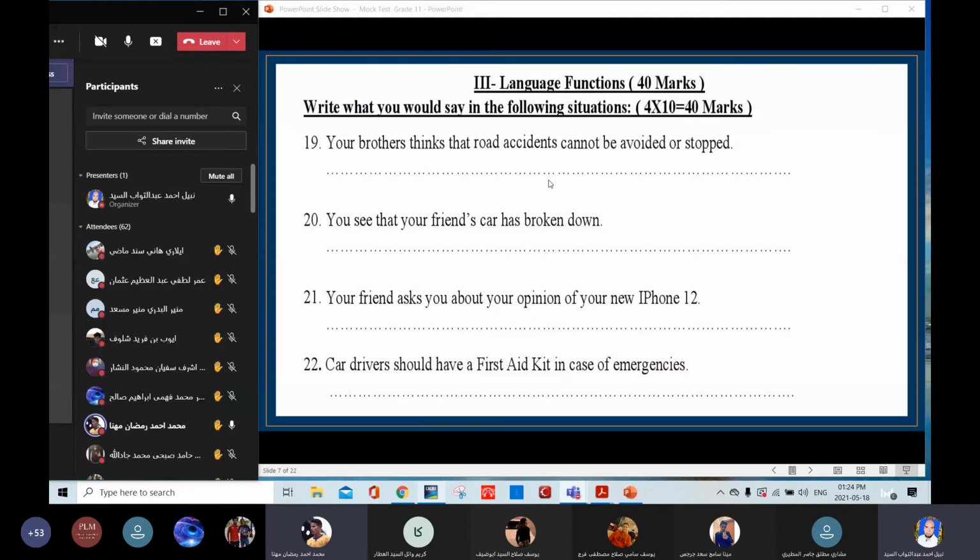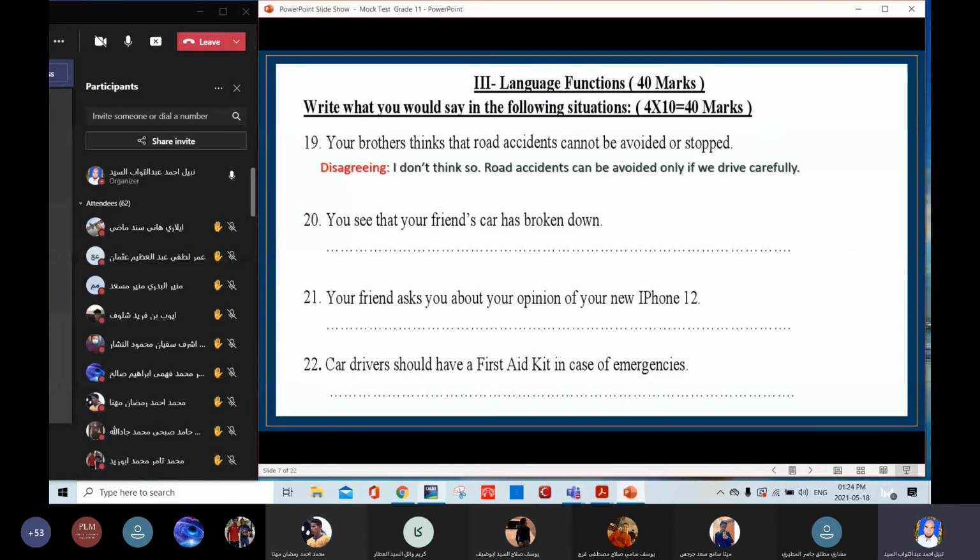So there are different answers. We can say, I don't think so. I don't agree with you. Road accidents can be avoided only if we drive carefully. I disagree with you. People, as Muhammad said, should respect rules or traffic rules, etc.